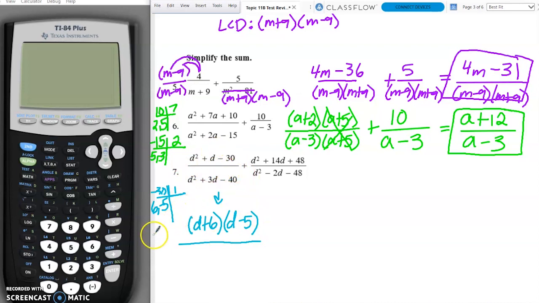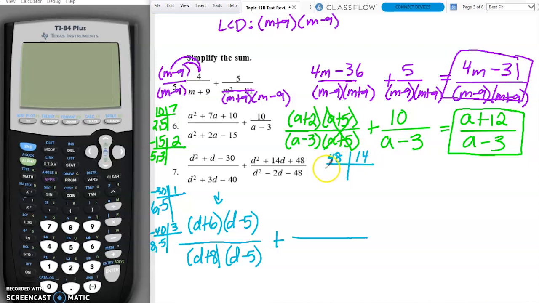and we're going to do the same thing with the denominator. We're factoring a negative 40, looking for a sum of 3. And so that is going to be a positive 8 and a negative 5. So we're going to do d plus 8, d minus 5, plus, and now we're going to do the same thing with this second fraction. We're going to factor 48 for a sum of 14, and that's going to be 8 and 6. So d plus 8, d plus 6.